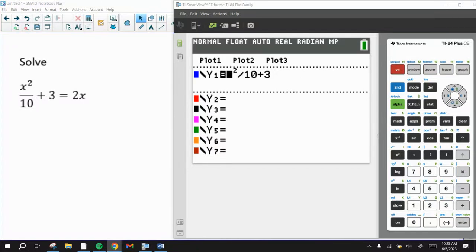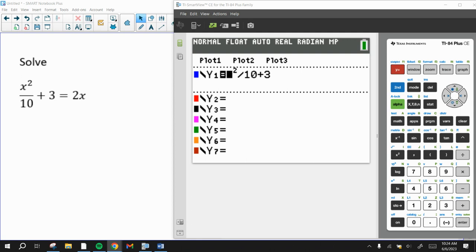So we're going to solve this equation, x squared over 10 plus 3 equals 2x, on a graphing calculator. So hopefully you have the basics down. The calculator will solve any equation. You just have to type one side of the equation, like I did on the calculator, x squared over 10 plus 3, and then bring everything on the other side over so it's equal to 0. So here I'm going to have to subtract 2x.